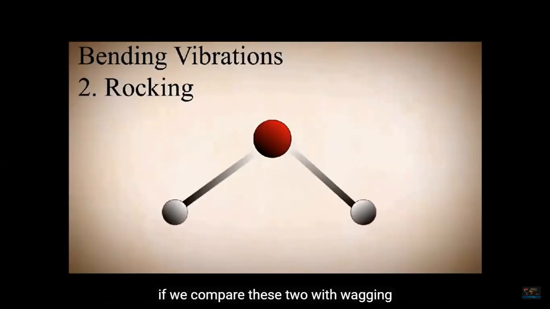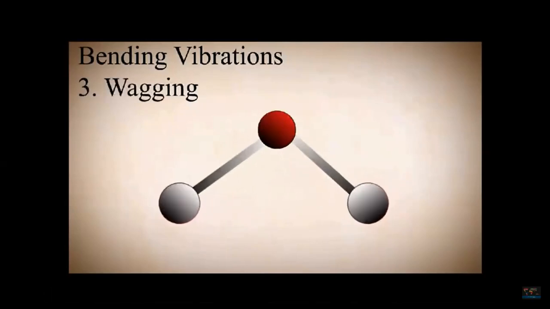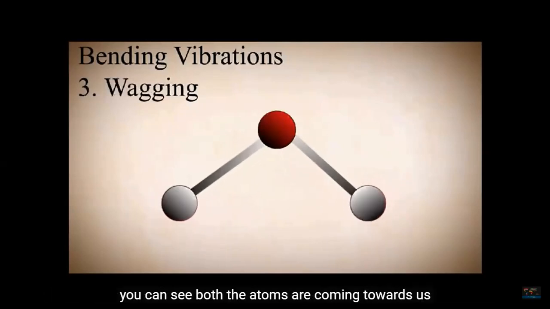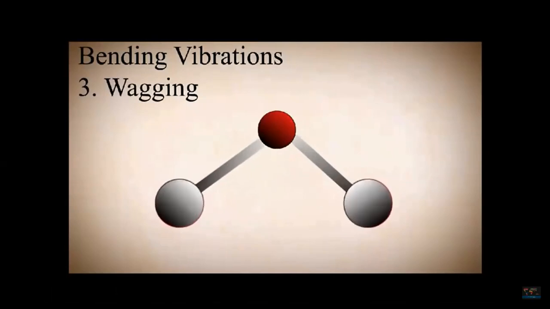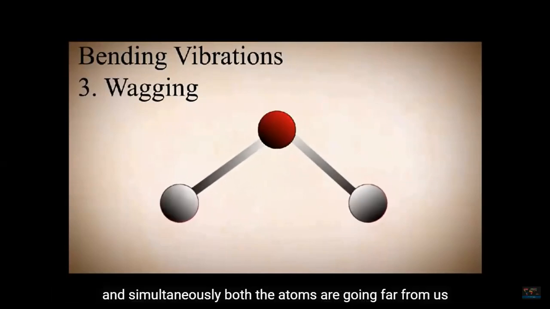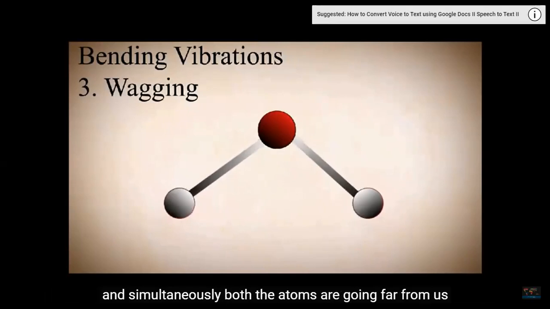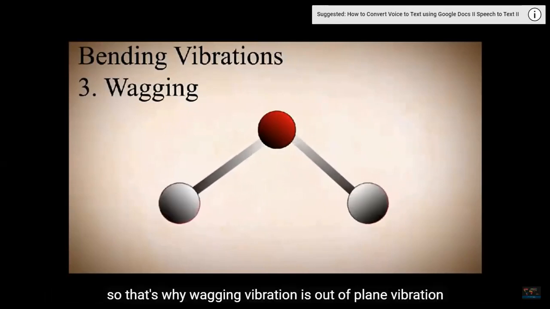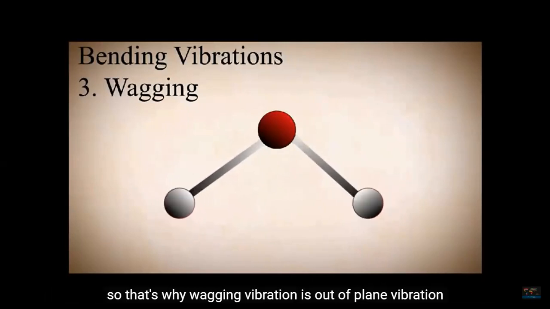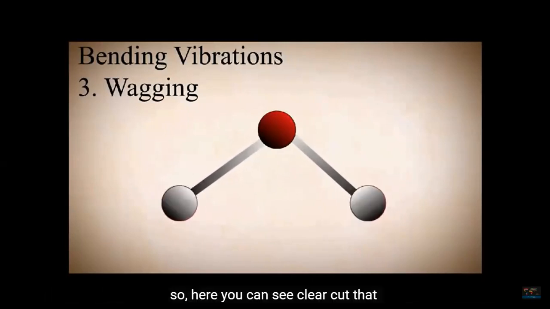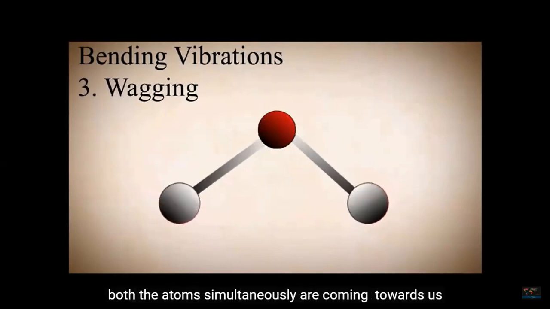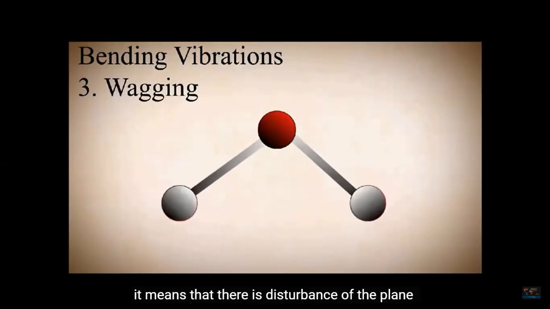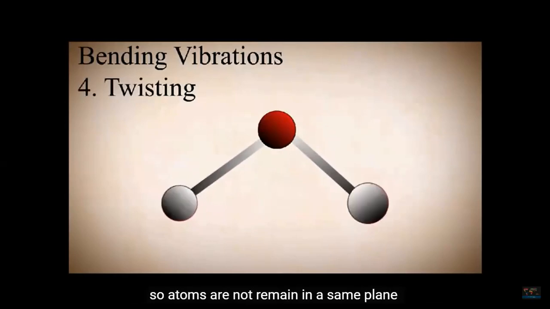But if you compare these two with wagging, you can see both the atoms are coming towards us and simultaneously both the atoms are going far from us. Means they are not in one plane. So that's why wagging vibration is an out-of-plane vibration. So here you can see clearly that both the atoms simultaneously are coming towards us. It means that there is disturbance of the plane, so atoms do not remain in the same plane.